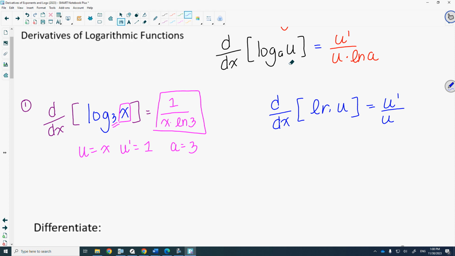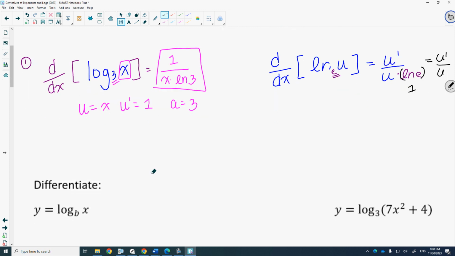Well, watch what happens in the case of natural logs. With natural logs, I have a base of e. So I could say, okay, I'm going to use this formula up here because this is just a log with base e. So u prime over u times the natural log of whatever the base is, e. Well, we know that the natural log of e is 1. So that's why when we take the derivative of a natural log, we're going to get u prime over u. When we take the derivative of a log with any base other than e, it's going to be u prime over u times the natural log of a.